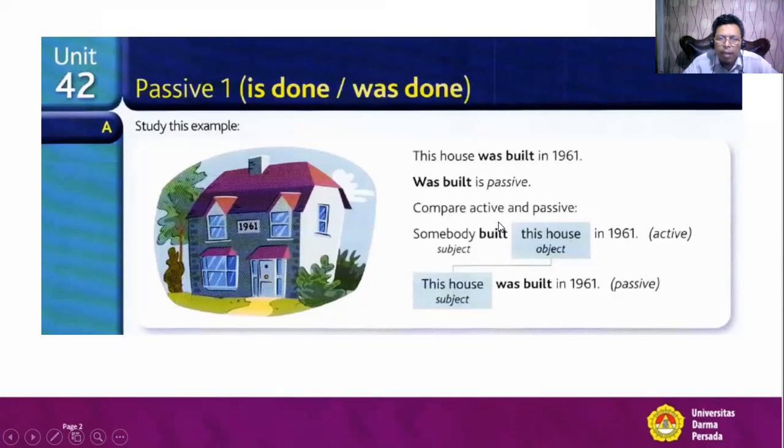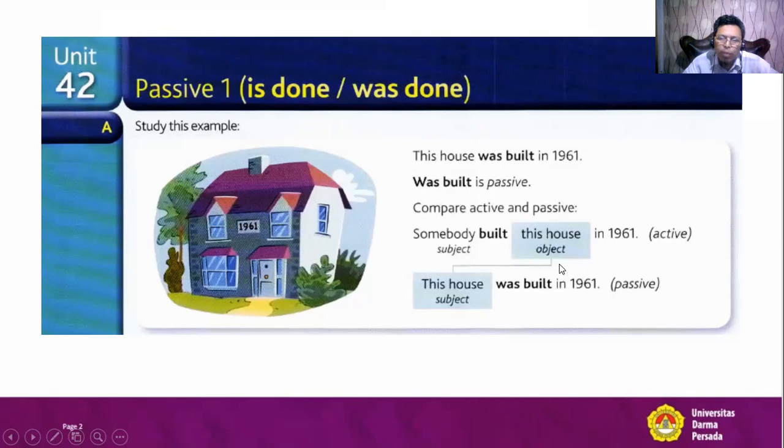Now we compare active and passive. Look at these ones. Somebody built this house in 1961. Everybody can see this is an active sentence. We can find that somebody is a subject, and then we have this house. This house is an object. Subject starts the sentence, and then the object follows a verb.